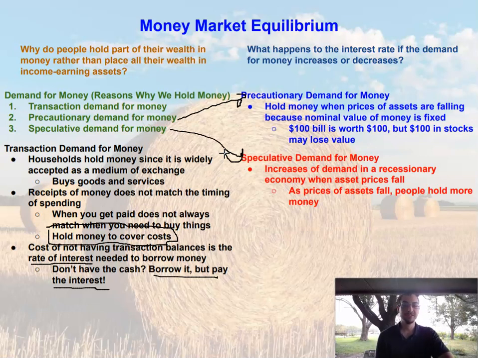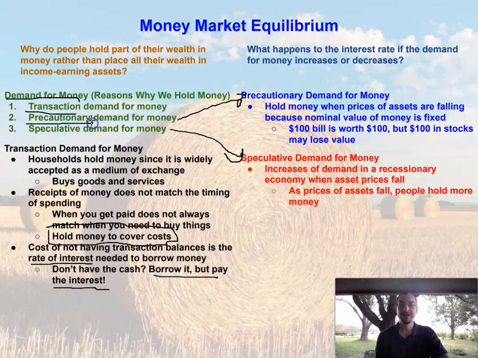So, essentially a quick recap: we have demand for money, demand for cash, and the reasons why we're going to hold money. First off is the transactional demand for money. We want to make sure that we can actually buy things with it. We don't want to have to pay interest on loans. So we're going to hold on to money so that we can buy things.